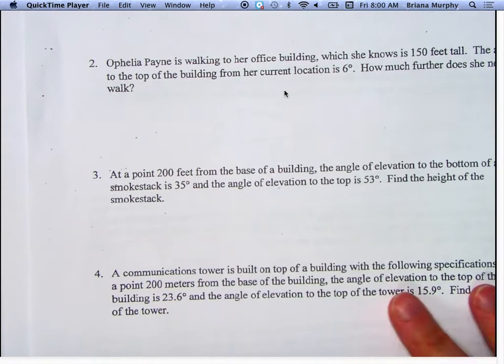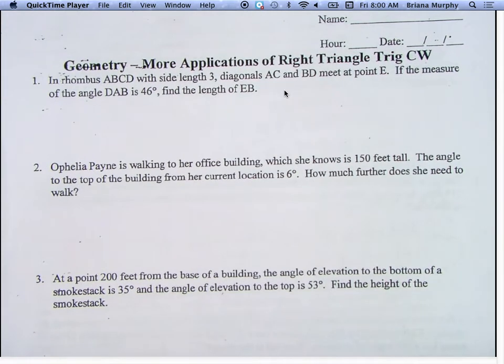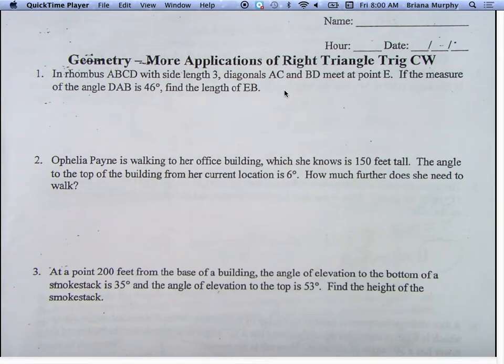So we are going to start right here with number 1. Okay. In a rhombus ABCD with side lengths 3, diagonals AC and BD meet at point E. If the measure of angle DAB is 46, find the length of EB.